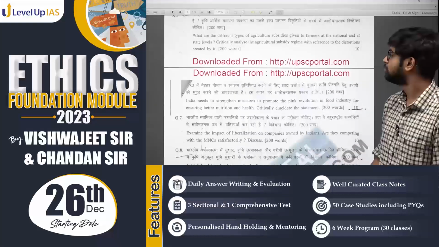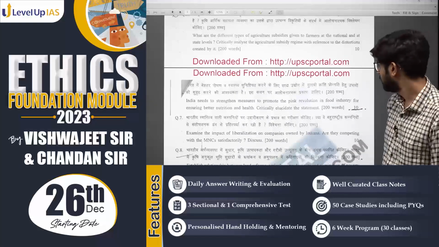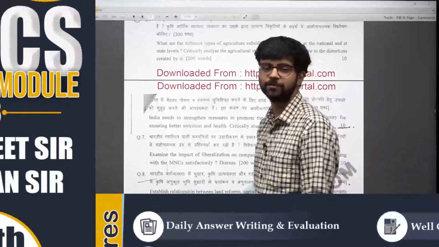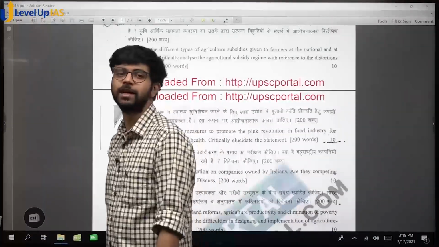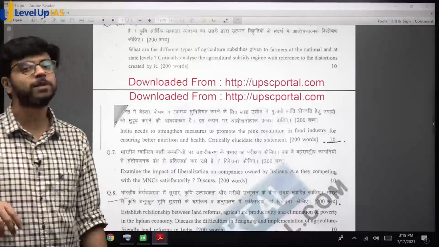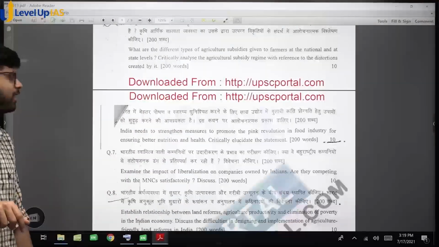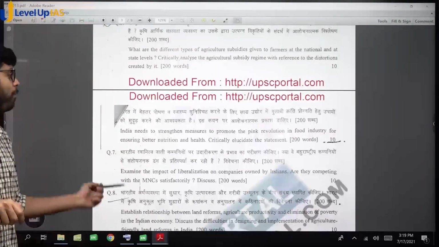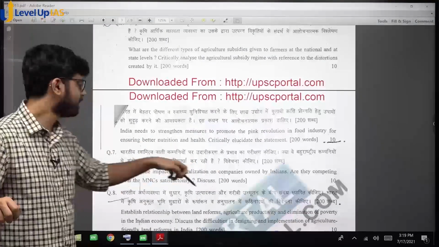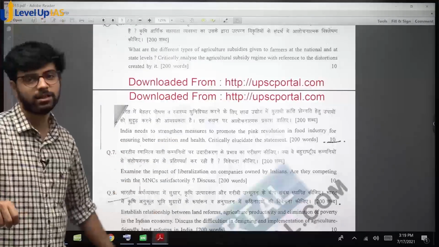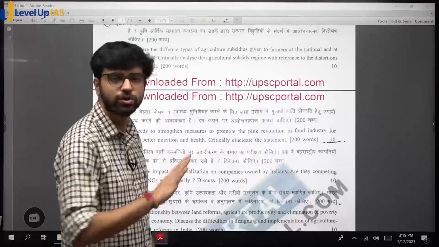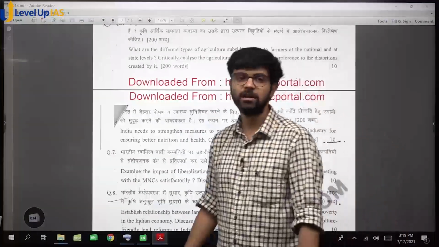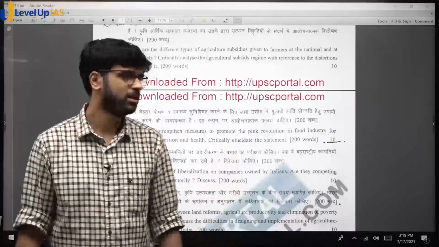But India needs to strengthen measures to promote pink revolution in food industry for ensuring better nutrition and health. So you must have seen Sachin Tendulkar ads, Sunday ho ya Monday, roz khao ande, all those ads, you must be very small when those ads used to run. So you have to write about how to promote pink revolution in the food industry, but the focus should be on nutrition and health. The focus is not on storage. The focus is not on transport. Anything else apart from nutrition and health will give you less marks.